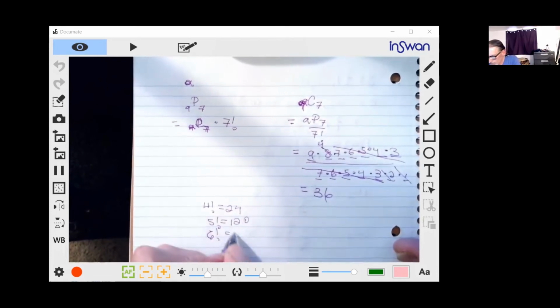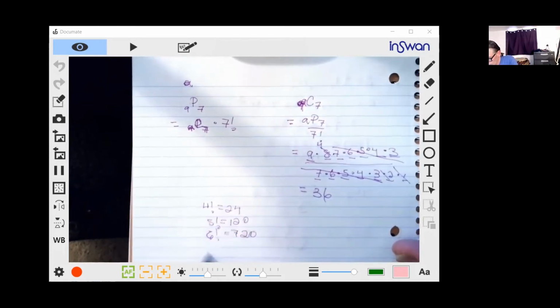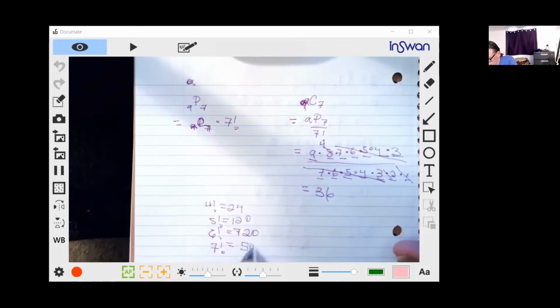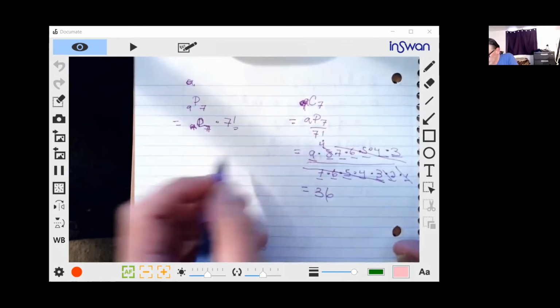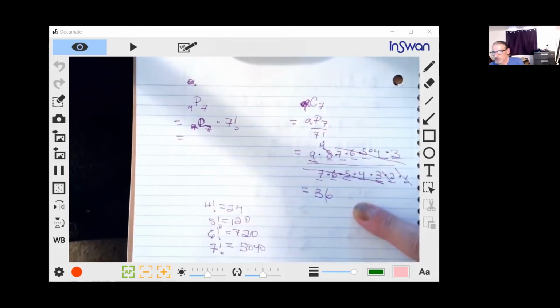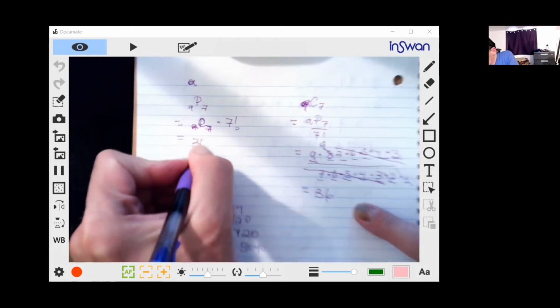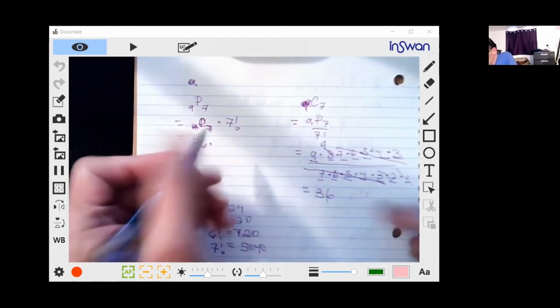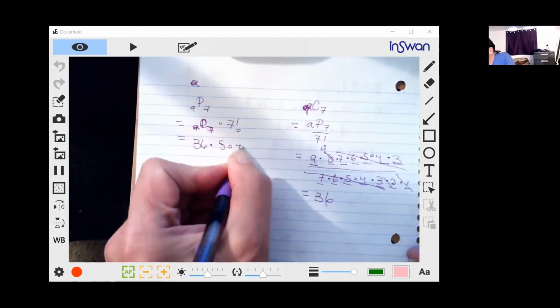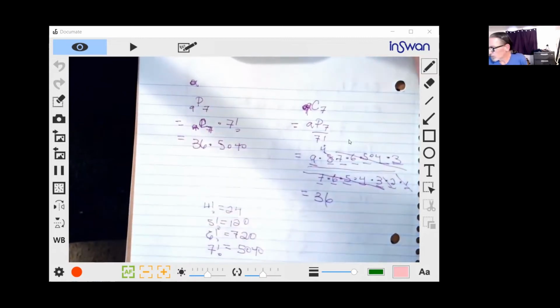To go from 4 factorial to 5 factorial, I'm doing 5 times 24. 6 factorial, I'm getting 6 times 120. 7 factorial, I'm doing 7 times 720 to get 5040. So now working out 5040 times 36, if I remember right, my answer was 181,400, but you'll see that worked out in a moment.